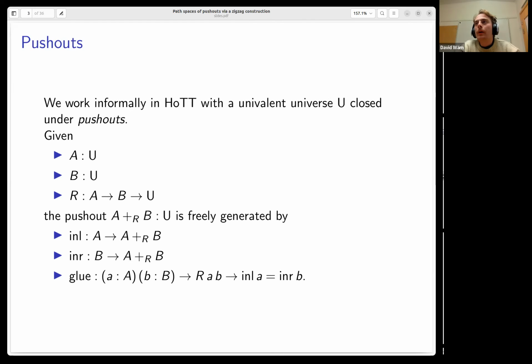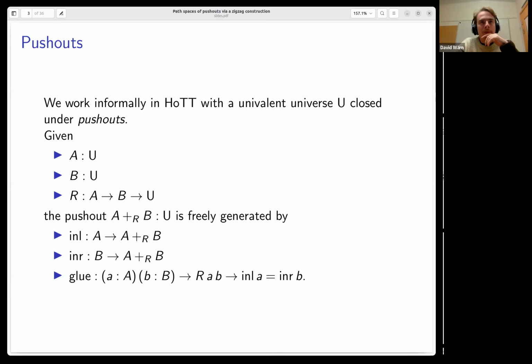Okay, so I will start by just saying what is the setting I'm working in. I will be working informally in HoTT in this talk. There's no associated formalization yet. And it's a minimal HoTT setting. So we just assume pi, sigma, a univalent universe, naturals, and pushouts.